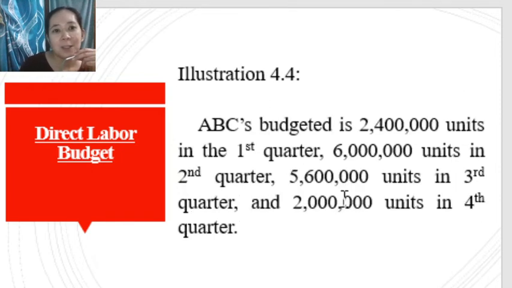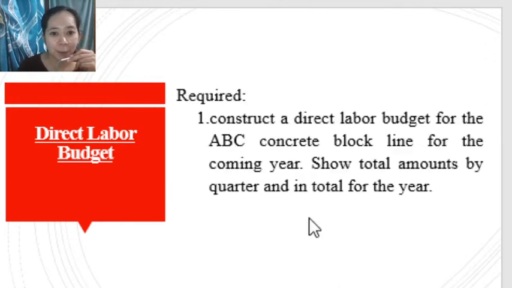ABC has budgeted 2.4 units in the first quarter. Again, this is from our production budget. This is the required number of units to be produced for each quarter, if you could still remember. Therefore, for the first requirement, we will construct a direct labor budget for ABC concrete block for the coming year. We will show the total amounts by quarter and in total for the whole year.